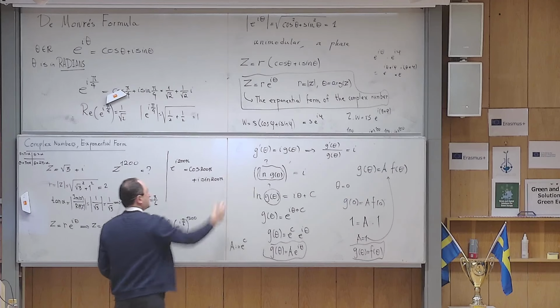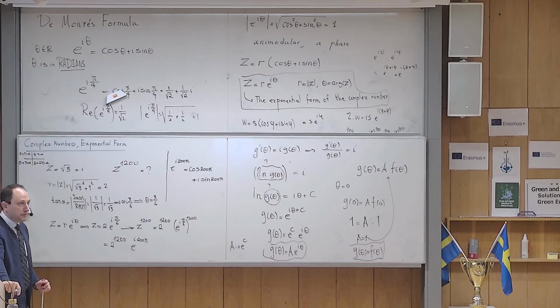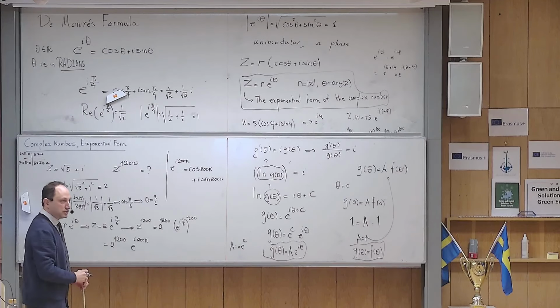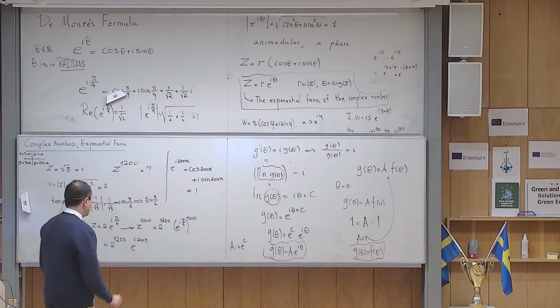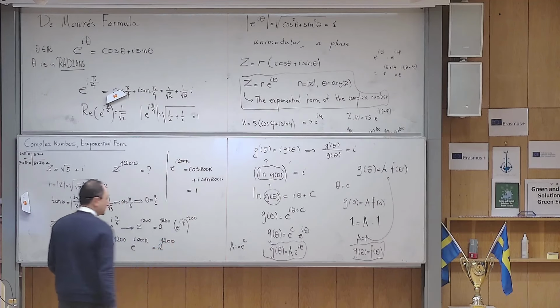Okay, but these are hopefully simple. So what is cosine of 200 pi? 1. Because 200 pi is the same place as 0. Yes, I have 100 complete revolutions. Yes? So cosine is 1, sine is 0. So this is nothing except 1. So the answer to this becomes 2 to the power of 1200. Okay?